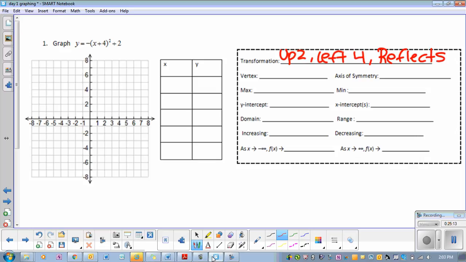All right, so guys, what else can I fill in here? What is always, always, always the case? Domain. Domain is always negative infinity to infinity. Now we can get the vertex.